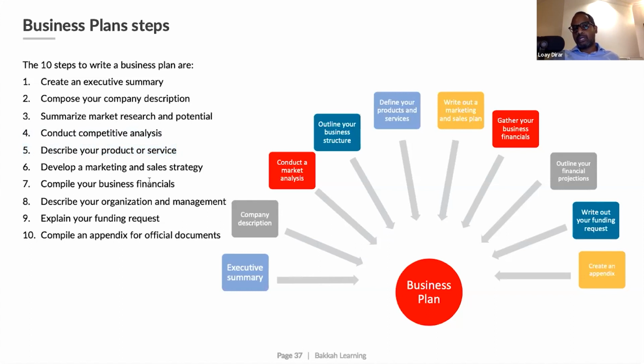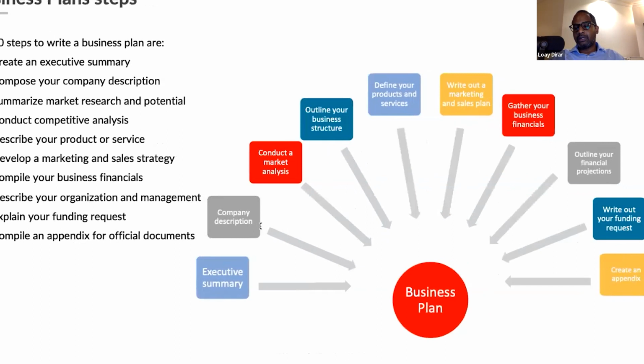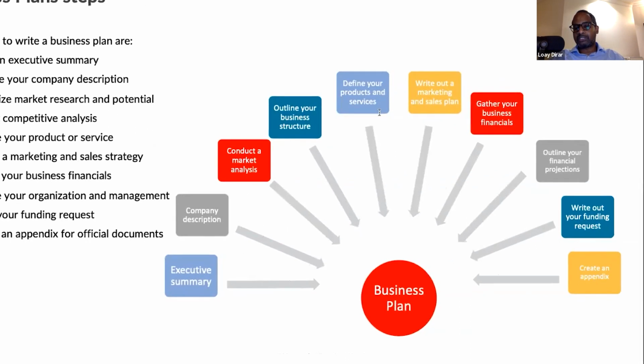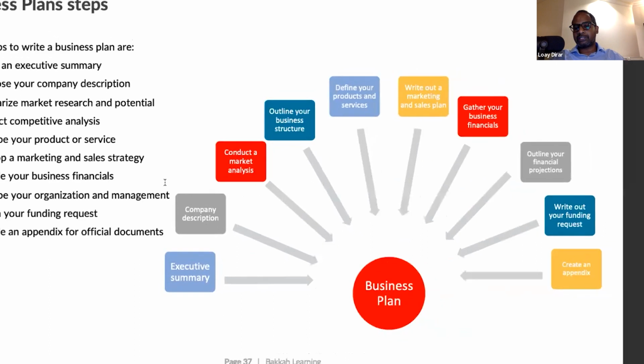How are you going to generate profits and how are you going to pay for the expenses? Describe your organization and management and the structure of the business, and explain your funding requests, how you're going to attract funding. And finally, you need to compile an appendix for official documents, such as government regulations and any licenses that you obtain, and any information that can be kept as part of the appendix section. So this is a very high level overview of your business plan and the components of your business plan.